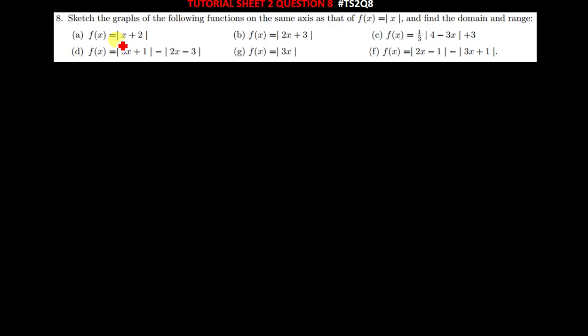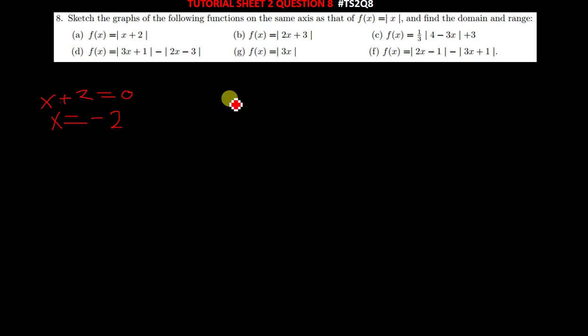So f of x is equal to the absolute value of x plus 2. First of all, you get what is in the absolute value brackets there, and you equate it to 0. So x plus 2 is equal to 0. You find the value of x. So the value of x will be negative 2. So this negative 2 will just be our starting point.